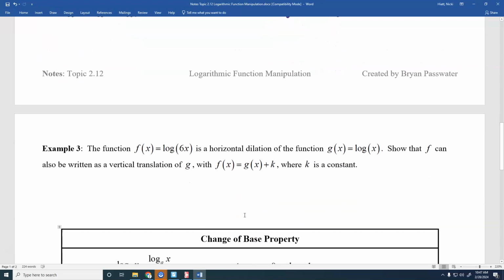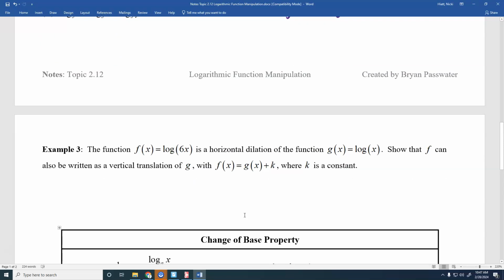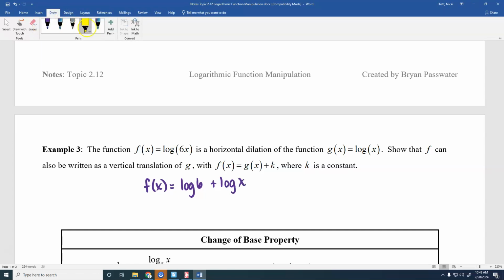Okay, here's some more with that dilation. f of x equals log base 6 of x is a horizontal dilation of the function g of x equals log x. Show that f can also be written as a vertical translation of g with f of x equals g of x plus k, where k is a constant. So this is asking us to write it where we just have log x plus a number. This is like what we were just doing earlier. We need to break this apart. So if I break it apart, f of x is going to be log of 6 plus log of x. Now, this log of x is g of x, right? They're asking us to write this as f of x equals g of x plus k.